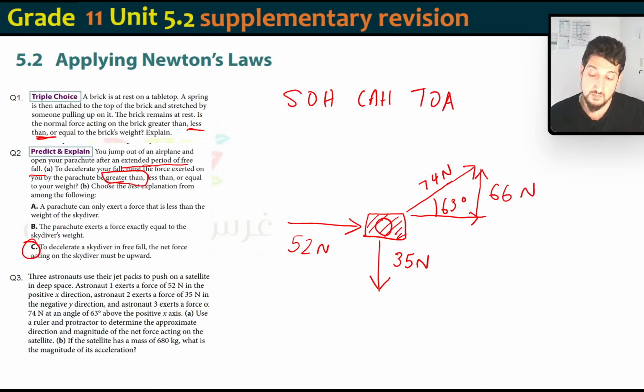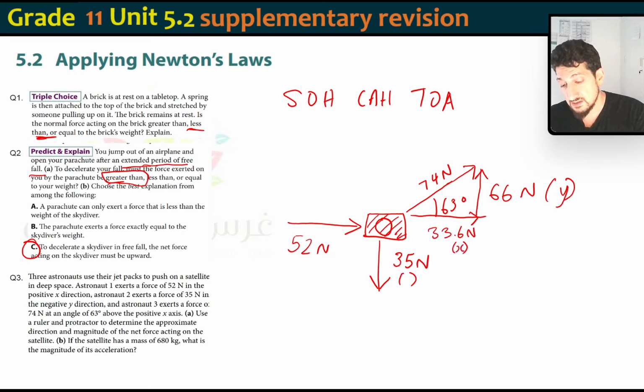And then we have cos 63 multiplied by 74, which gives us 33.6 newtons in this direction. Now what we do with that information is we add these. This is the y and this is the x, and this is the y and this is the x. Now we're just going to be careful with positives and negatives. You can see that both x's are facing the same direction, so it's going to be 52 plus 33.6.